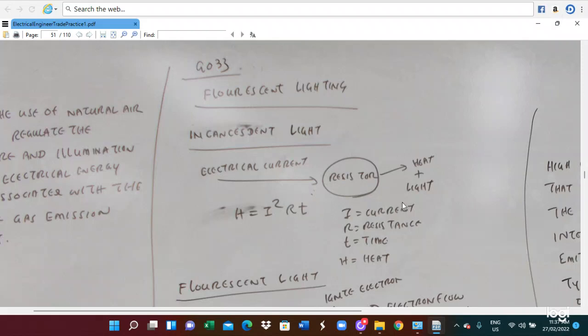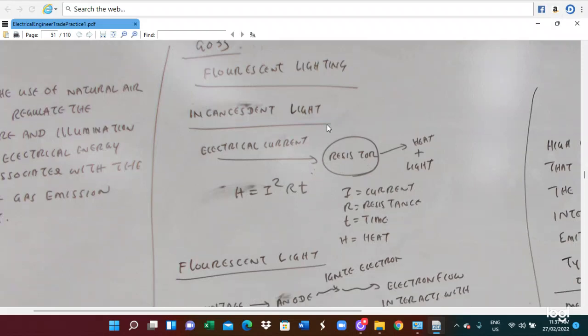Incandescent lighting produces heat when electrical current is applied. The electrical current goes to the resistor and produces heat. So we use H equals I squared R T, where I is the current, R is the resistance, T is the time, and H is the heat.